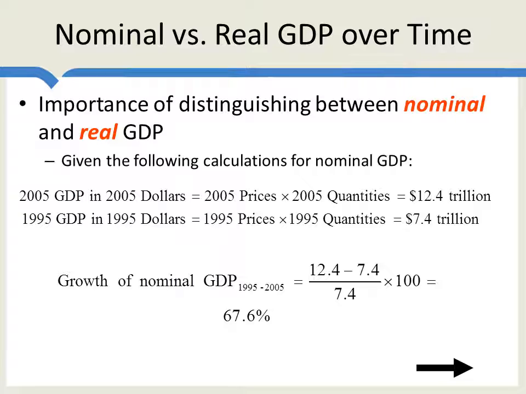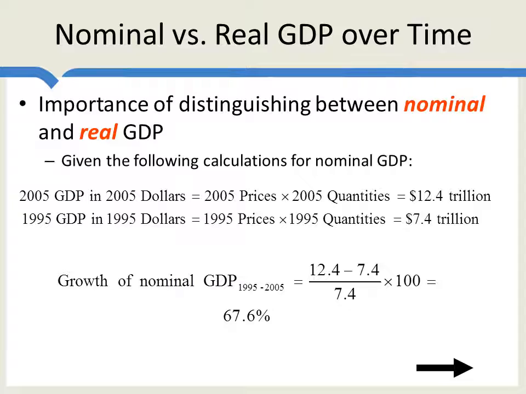So for example, if we want to look at nominal GDP in the United States in 2005, that's 2005 prices times 2005 quantities, which turns out to be equal to $12.4 trillion. If we look at 1995 GDP in the United States, that's 1995 prices times 1995 quantities, that's $7.4 trillion. The growth of nominal GDP, then, subtracting these numbers, turns out to be equal to 67.6%.